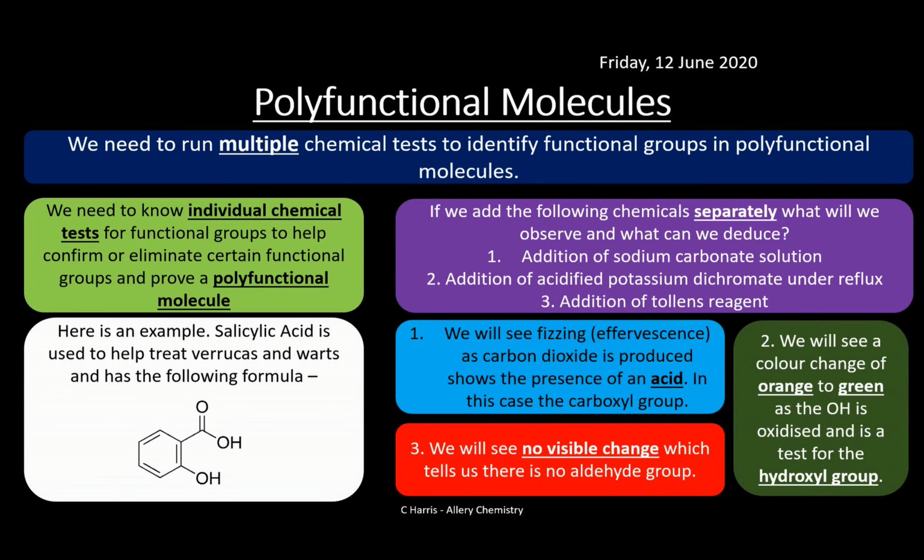And then the third one, we see no visible change when we add Tollens reagents. So this is telling us that there isn't an aldehyde group in our compound here. We don't have an aldehyde. So you can see here what we're trying to do is rule in or rule out certain chemicals, and you need to understand what chemicals we can use to test for them.